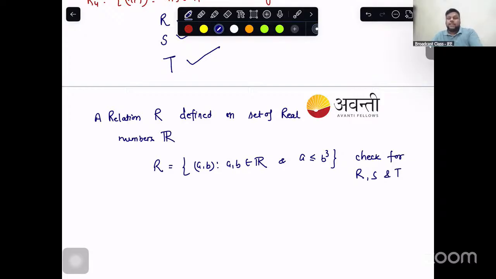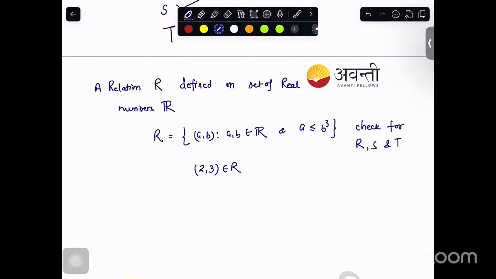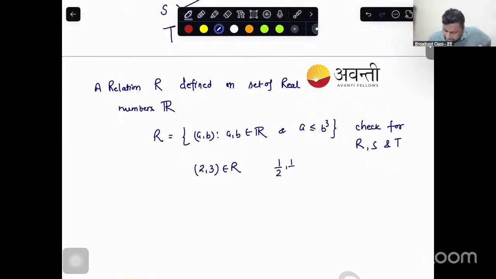Fine. Now, first of all, if you are listening to me, listen carefully. 2 comma 3. Does it belong to relation? Tell me. Definitely 2 is less than 3 cube. Yes. But 1 by 2 comma 1 by 3. Does it belong to relation?